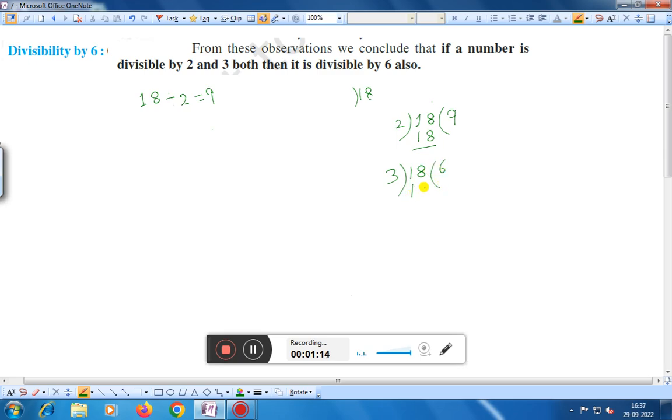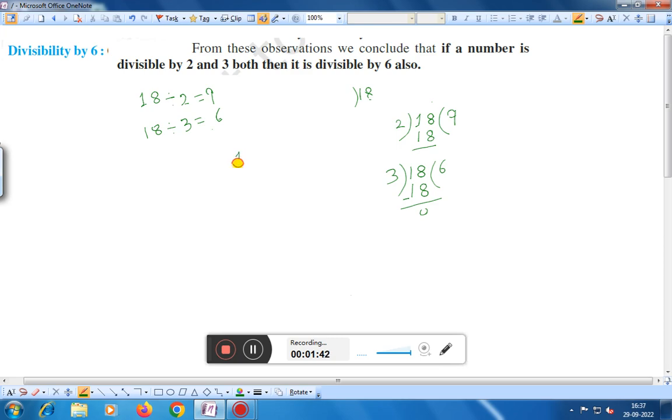And if 18 is divided by 3, 3 6s are 18. Remainder is 0. That is, 18 is also divisible by 3. 18 divided by 3 is equal to 6. That means 18 is divisible by both 2 and 3. Therefore, it is also divisible by 6.